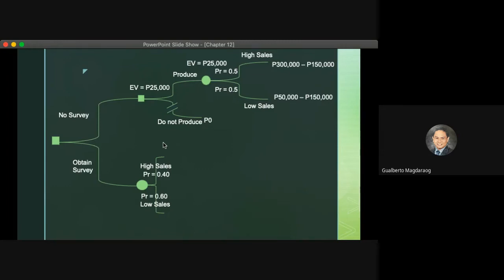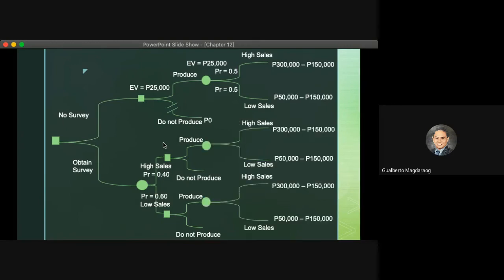And then we will be deciding on each result whether to produce or not to produce. If we will produce, there is a 0.875% chance or 12.5% chance for low sales and high sales, for high sales and low sales respectively. And then, kung low sales naman ang result ng survey, let's compute first for the expected value under high sales result of the survey, and we decided to produce.